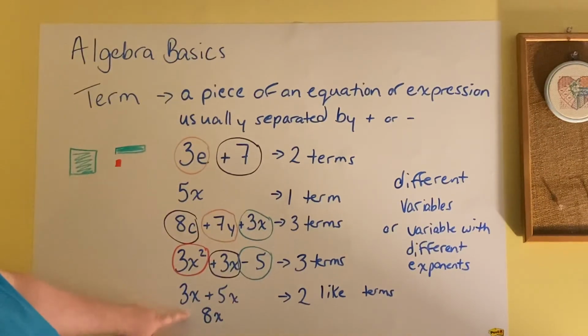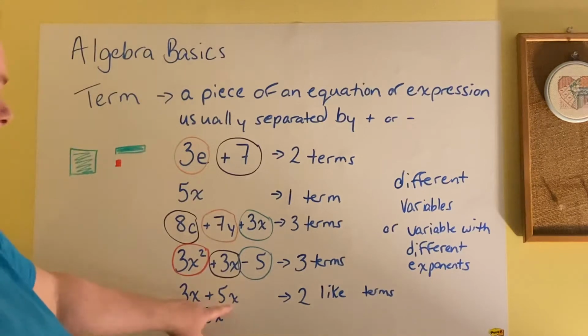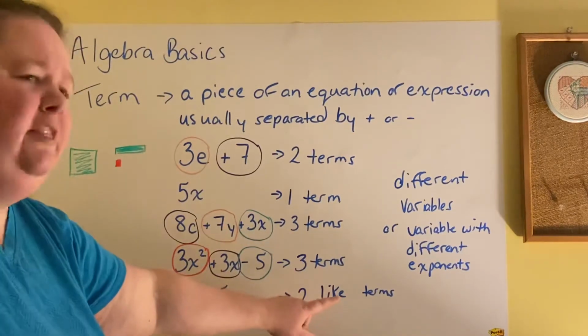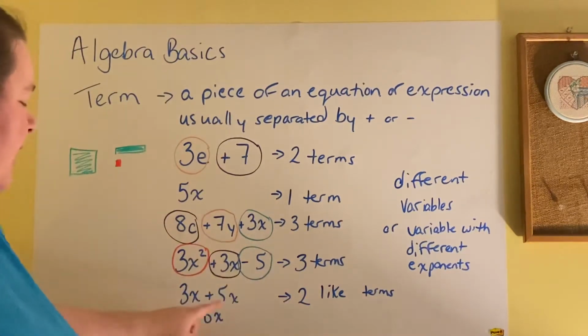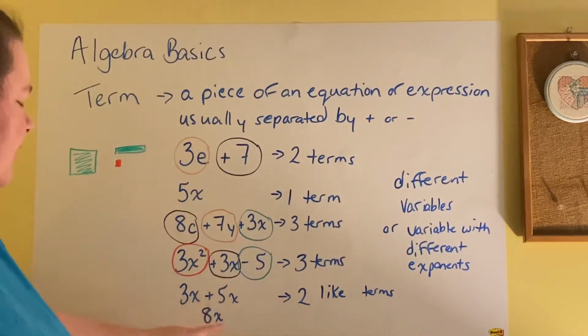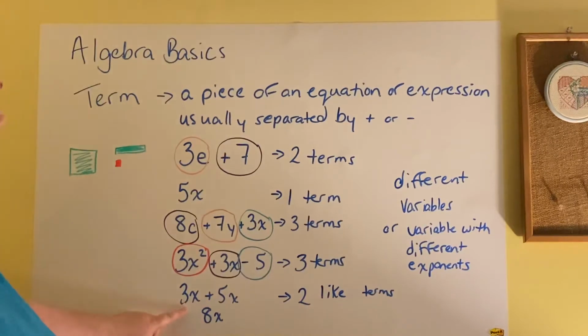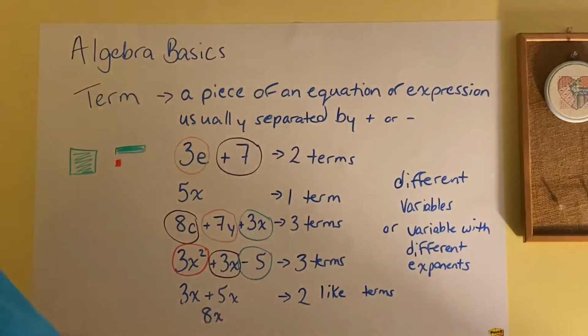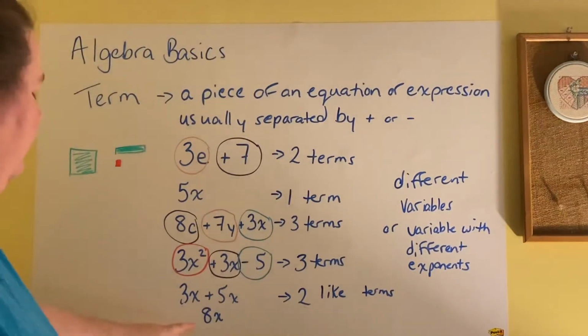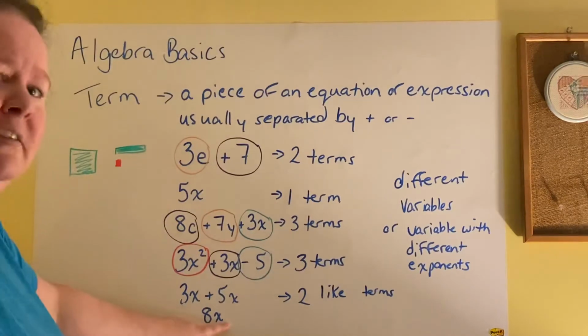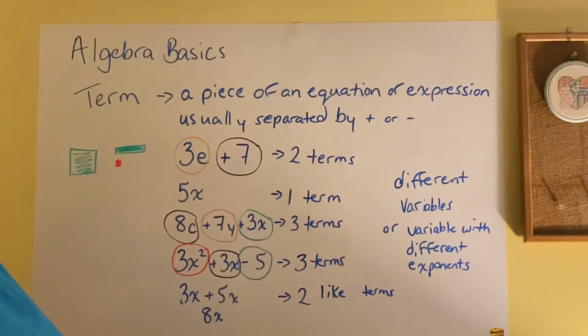Now, when you get down here, 3x plus 5x, those are two terms, but they're like terms because they both have an x. So when you combine them together, boom, you get 8x. You just add or subtract the coefficients, the numbers in front. The variable stays the same. A lot of people fall into the pitfall of writing this as 8xx, but you only have to write the x once.